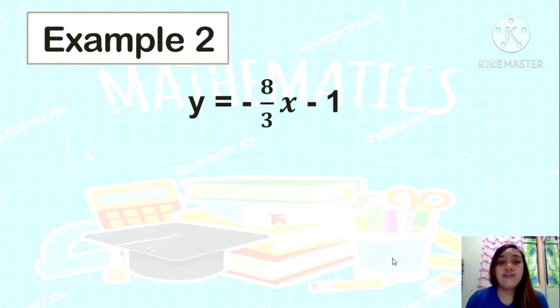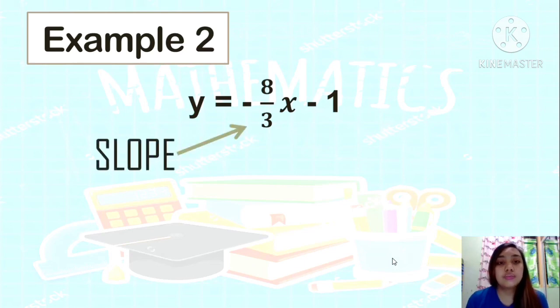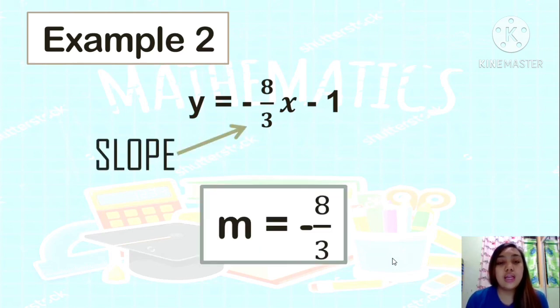Next, we have y is equals to negative 8 over 3x minus 1. So, again, whatever is beside x is our slope. So, here, what is our slope? m is equals to negative 8 over 3. x is not included, only the fraction itself, okay? It can be a number, it can be a fraction. Okay, those are the steps on how we find the slope.